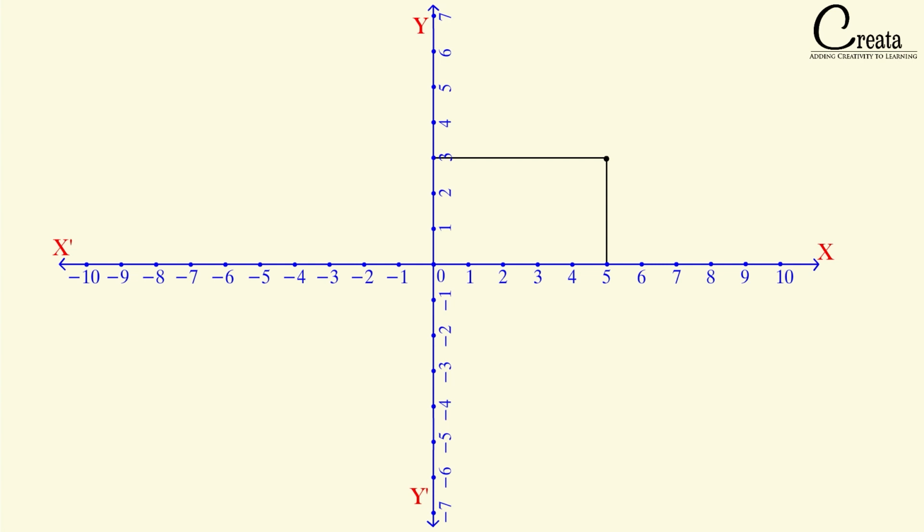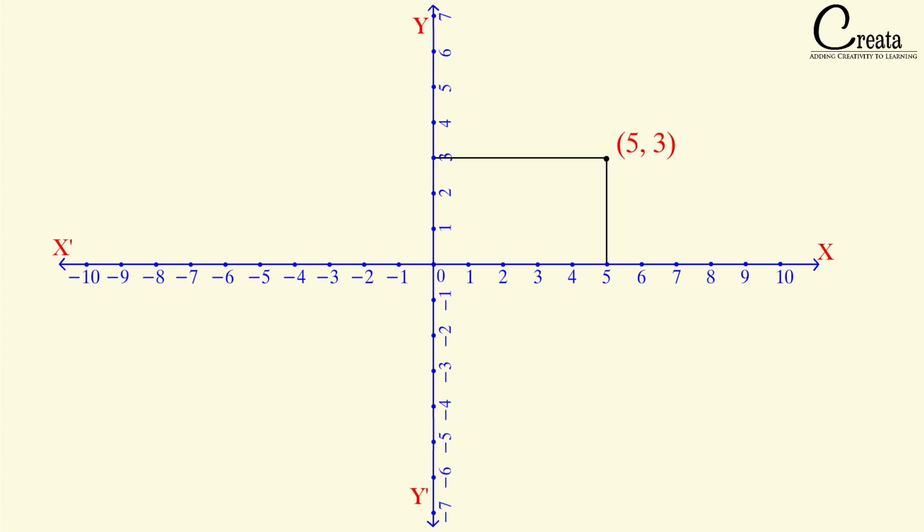Wherever it crosses the x-axis, that will be its x coordinate. Here it is crossing the x-axis at the point 5, so its x coordinate will be 5. Similarly, on the y-axis, it is touching at point 3, so its y coordinate will be 3. So we can say its x coordinate and y coordinate are 5 and 3 respectively. We write it in the coordinate form (x, y), which is basically (5, 3). That is the location of this point. Got it?